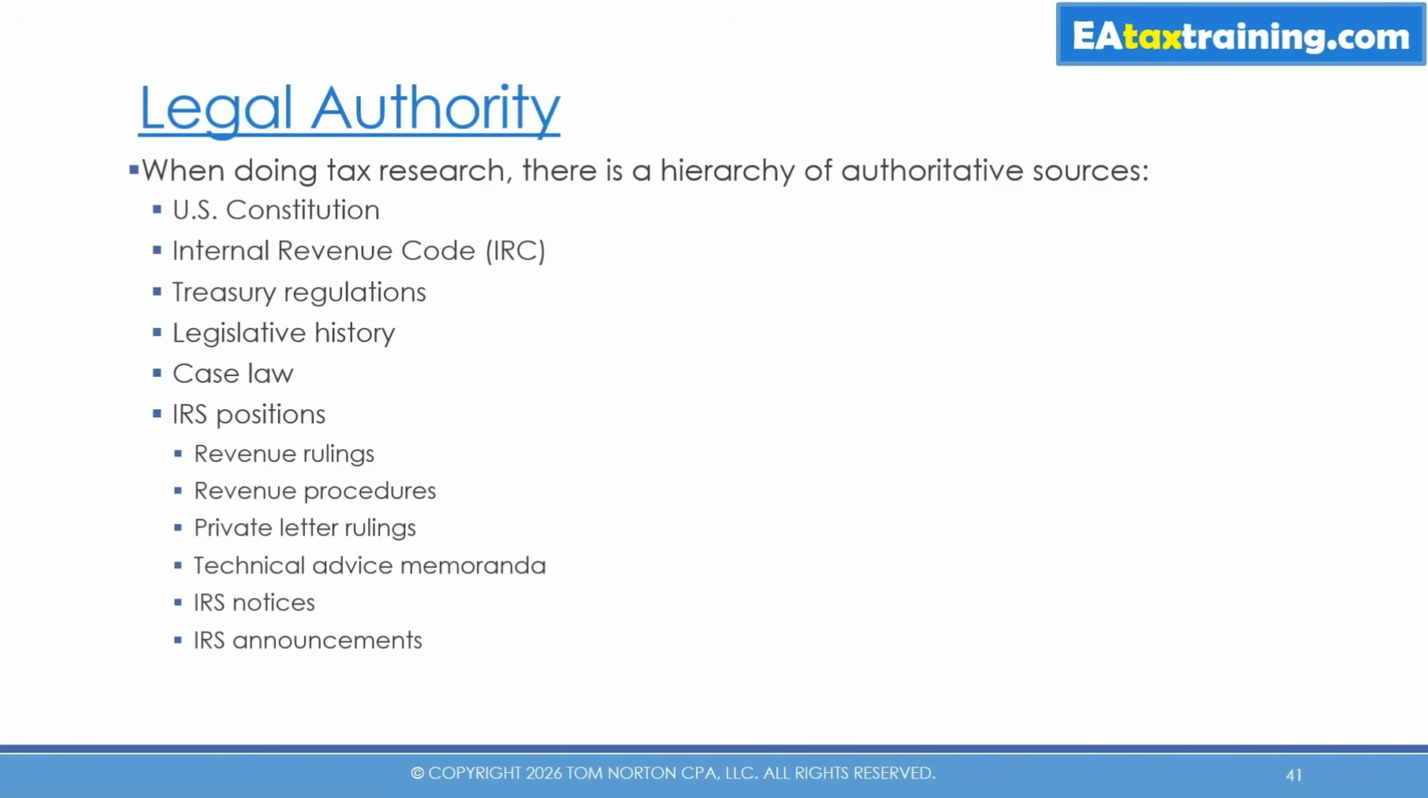So what you see listed here are authoritative sources. These are sources that you can cite to the IRS agent to support your position, and they are in an approximate order of ultimate authority. So you're going to start at the top with the U.S. Constitution. In the United States, all legal authority comes from the Constitution, and we will look at that.